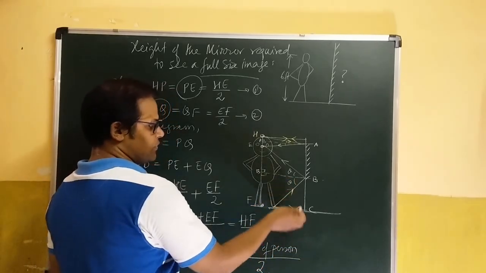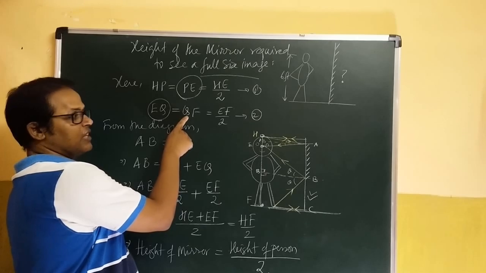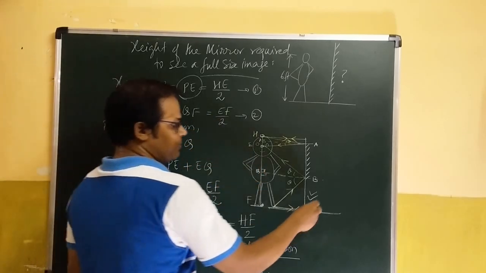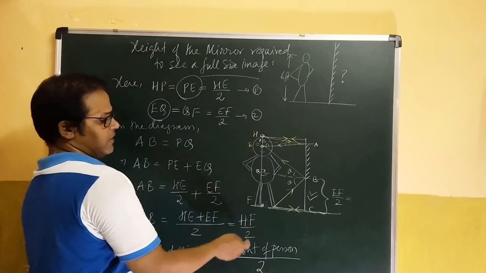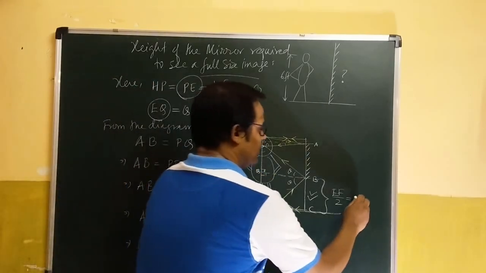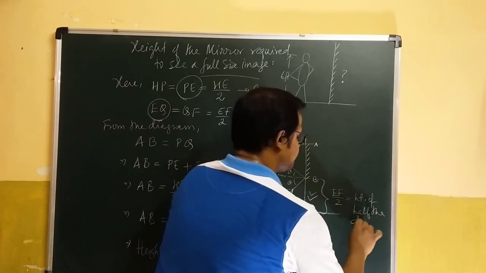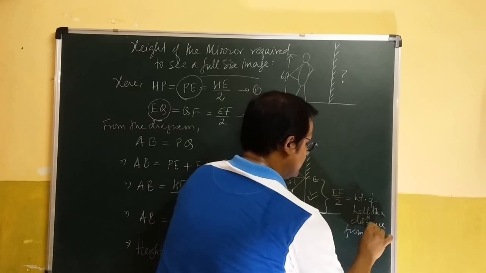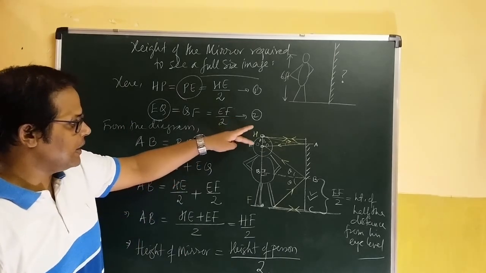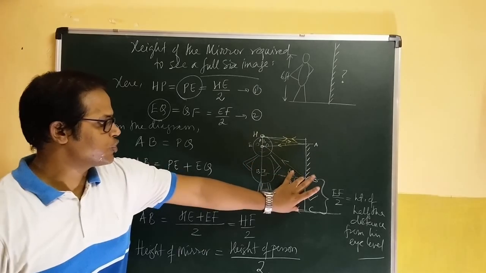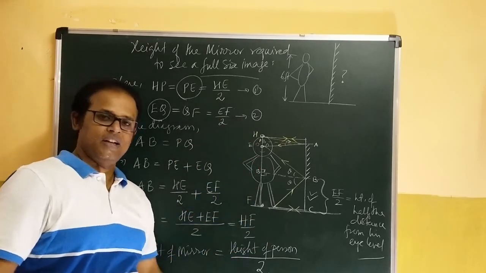How high it should be above his feet: if you want to know CB, from this diagram you can clearly see that it is equal to QF, and QF is nothing but EF by 2. So it should be at a height of half the distance from his eye level. If this is the eye level E, and this is F, EF by 2 is the height where the mirror should be kept so that a full-size image of this person is formed in the mirror. Hope we are doing great.